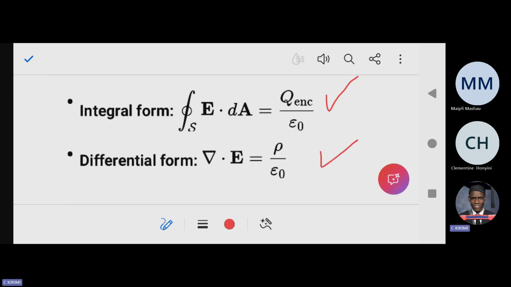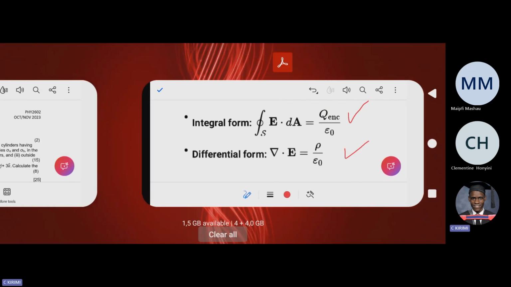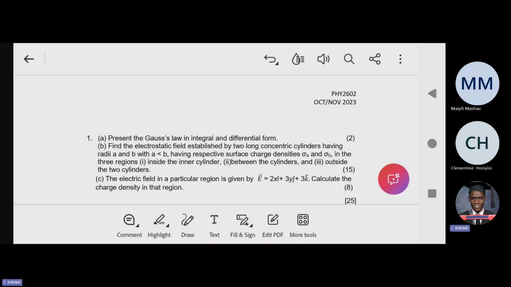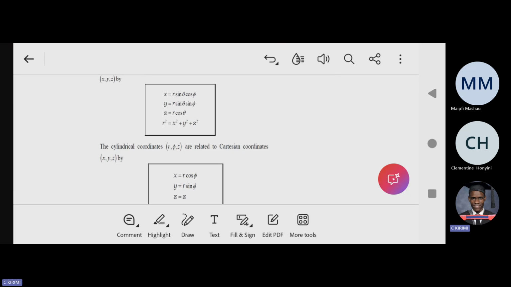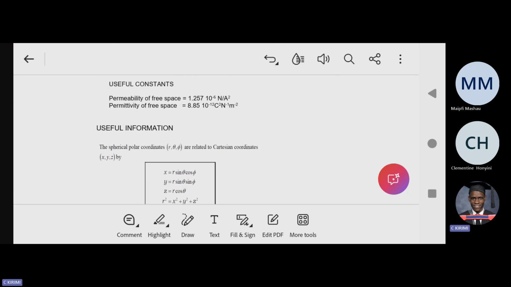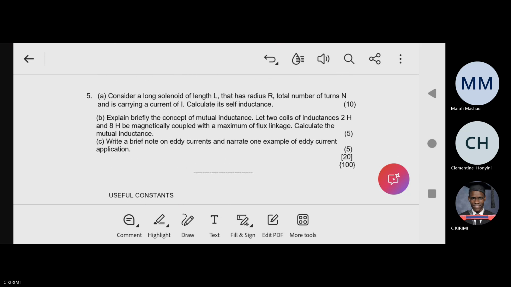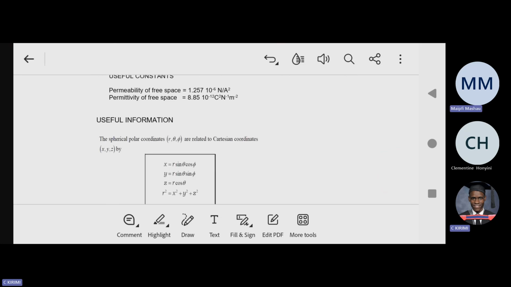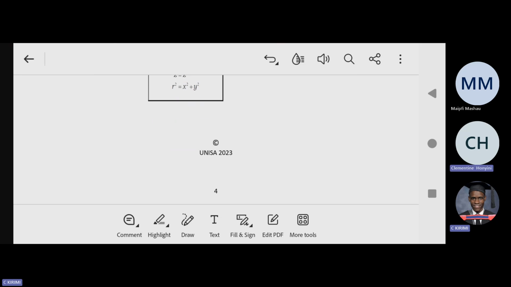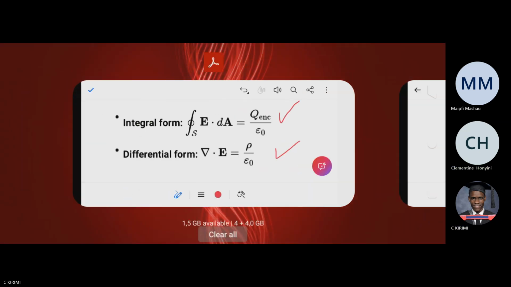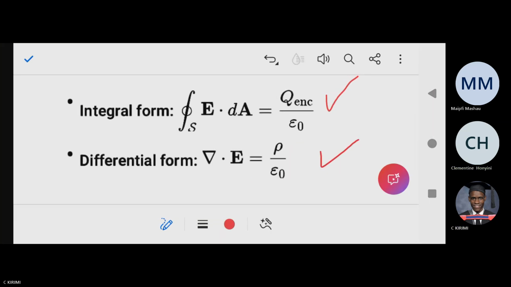Differential form. And remember, on the question paper, were these formulas given? Let's check for 2023. I don't think they will give you this. Can you see it was not given? Yeah, I see it was not given. So you must know how to put it in integral form and how to put it in differential form, the Gauss law.